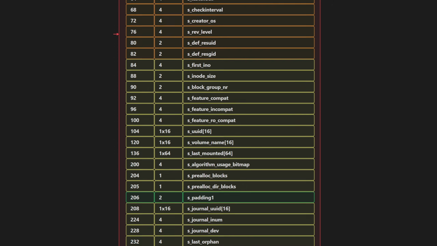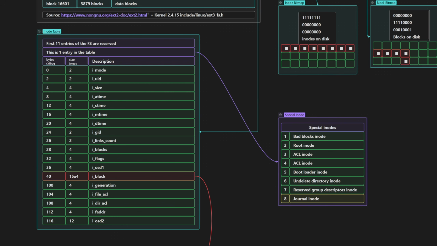And if we go to the inode side of things, we can see the special inode. Inode 8 is for the journal. So that's actually how they know if there's a journal or not. They're able to look at inode 8. And if there's something, well, they will be able to run through that journal, knowing that the file system has crashed.